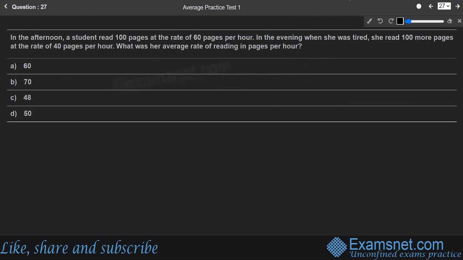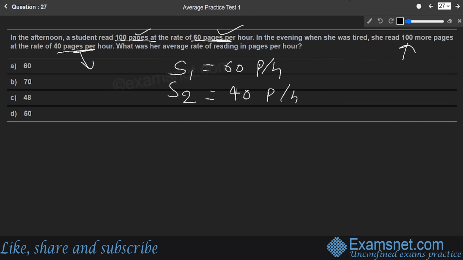Okay, in the afternoon a student read 100 pages at the rate of 60 pages per hour. Okay, this is the number of pages that he read. This is the speed that he takes. In the evening, when she was tired, she read 100 more pages at the rate of 40 pages per hour. So this is the next speed. Okay, so we can write it like speed number 1 is 60 pages per hour, P by H. And speed number 2 in the night is 40 pages per hour. So these are the two speeds that we have. They are asking for what was her average rate of reading in pages per hour. So that means they are asking for the average speed.